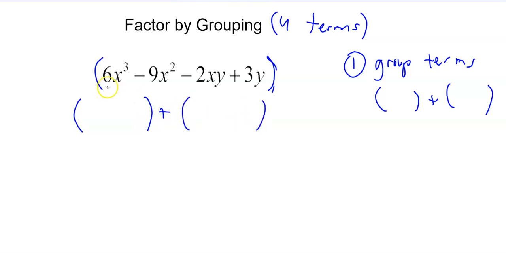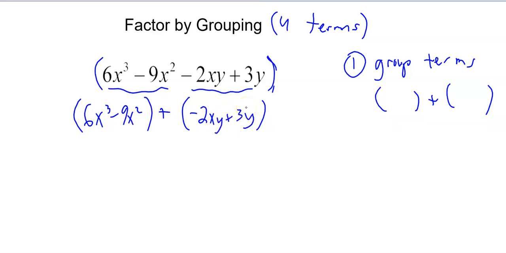You want to group, so the first two terms go in here. You don't change the sign of either one. And same thing here, the second two terms. That third term there is negative, so that comes with it. So negative 2xy plus 3y. And if you do it that way, it just protects you from a couple of errors. I like putting the shell there, putting the first two terms in the first parentheses, second two in the second parentheses.